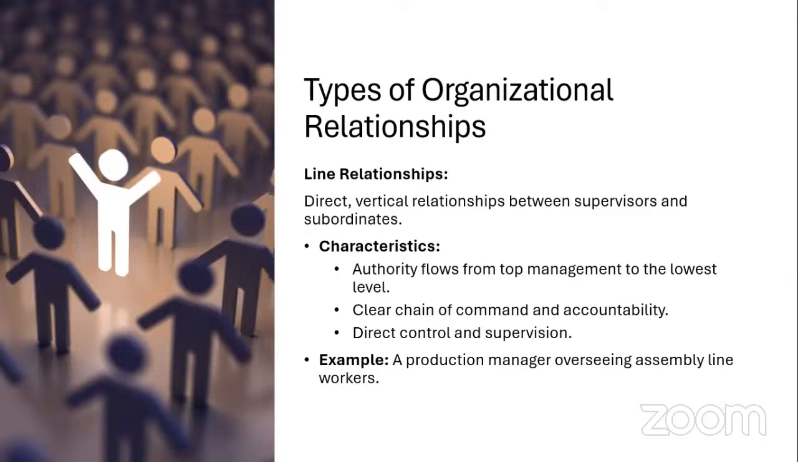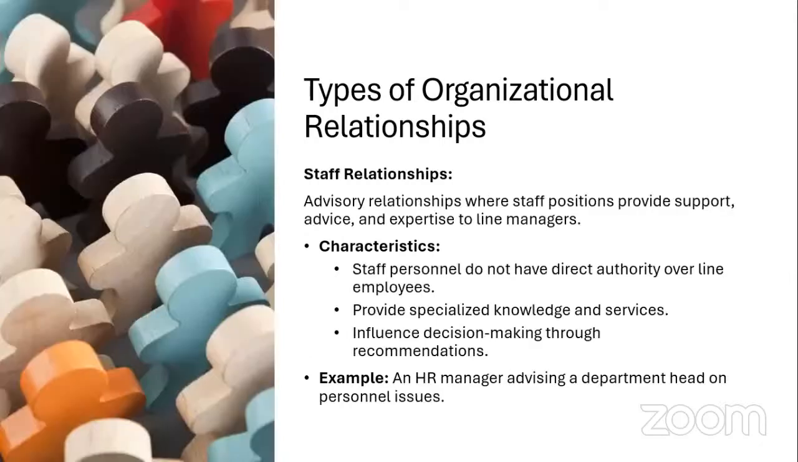The line relationship is a direct vertical relationship between supervisors and subordinates. In a simple way of saying it, it is the relationship between the manager and the employees under him or her; we call it line relationship. The characteristics here are that authority flows from top management to the lowest level, with a clear chain of command and accountability, and direct control and supervision. Example: a production manager overseeing assembly line workers is an example of line relationship.